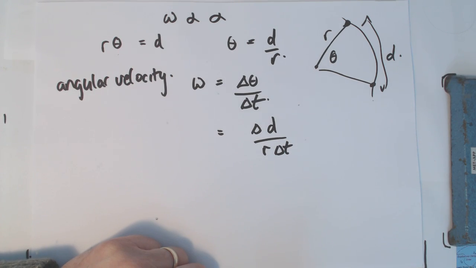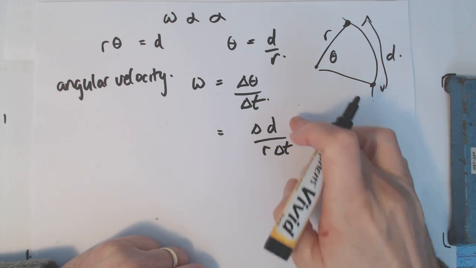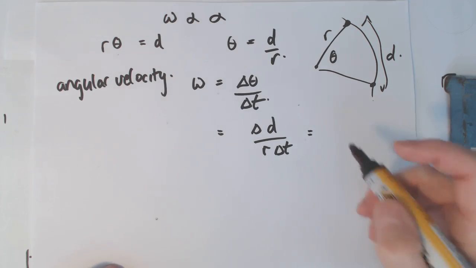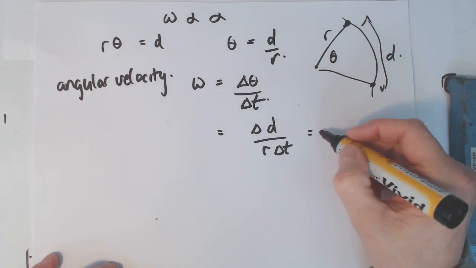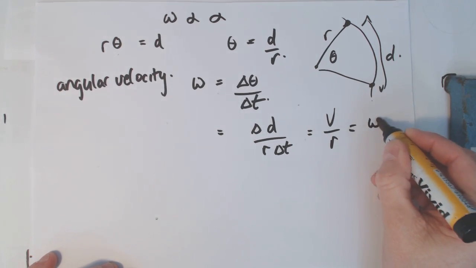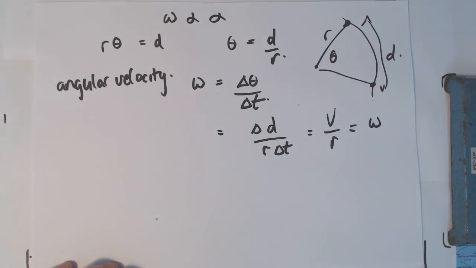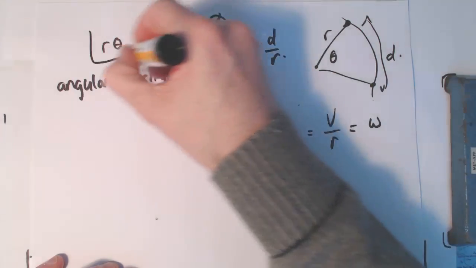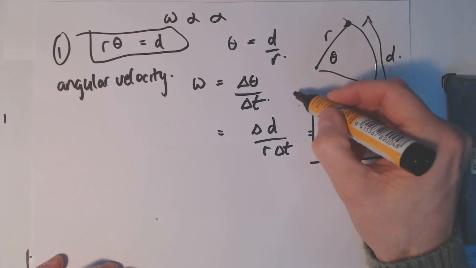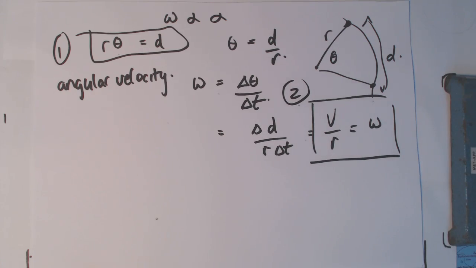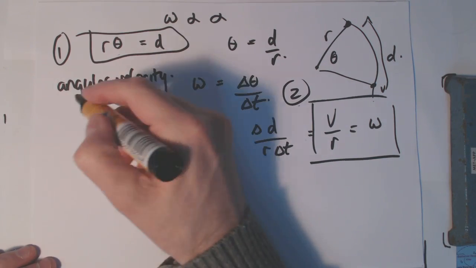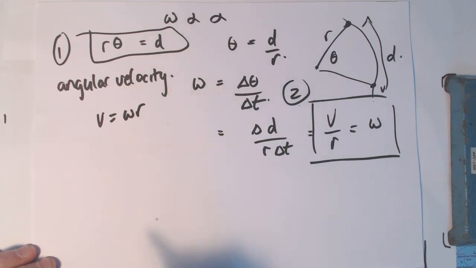The r is a constant, right? So that's just saying that omega equals delta d over delta t, which is our normal symbol for velocity, v, over r. So v over r equals omega. And that gives us our second main formula. This one was our first. Our second formula is this one, which basically says omega times r equals v, or v equals omega r.